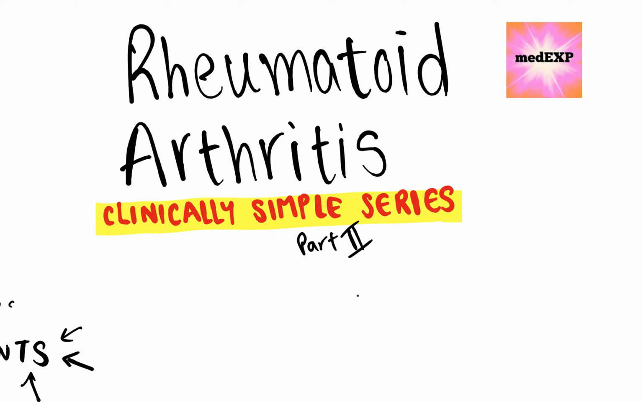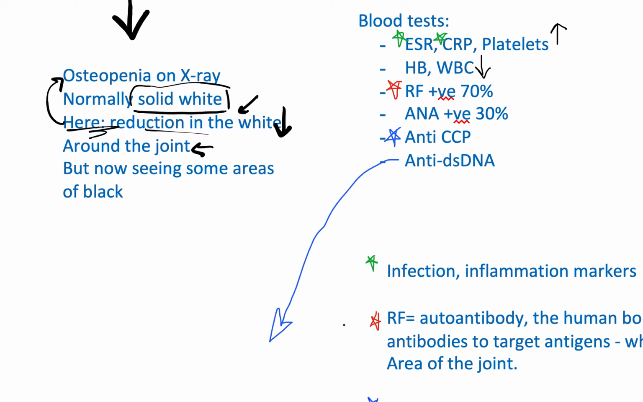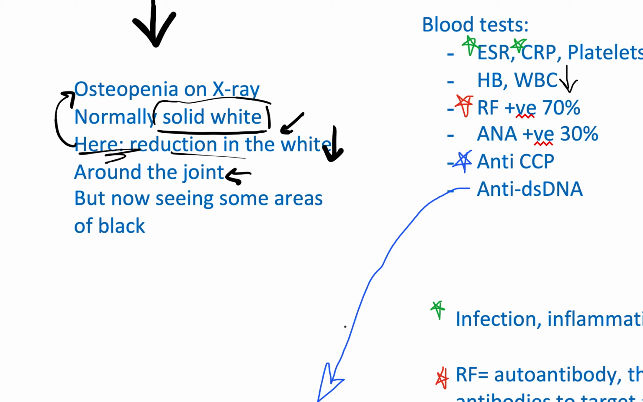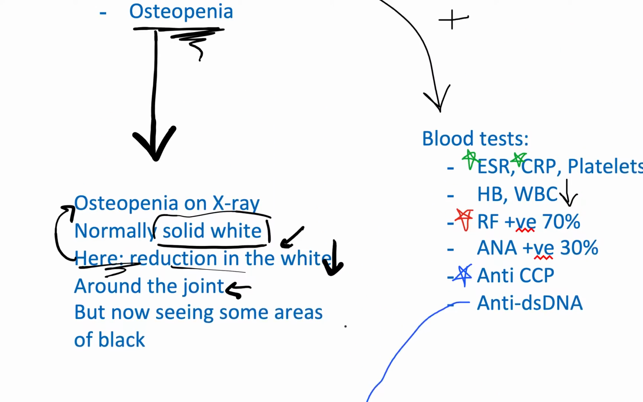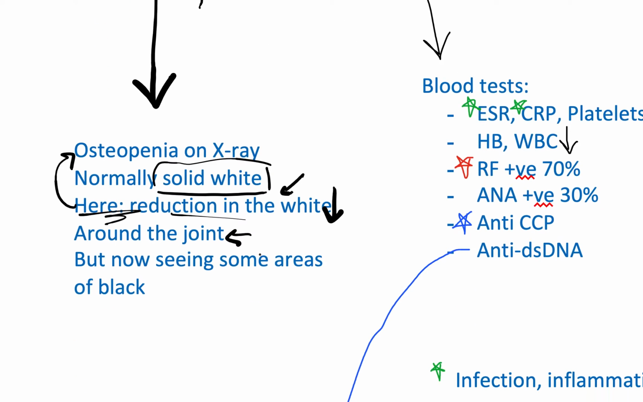And we were discussing how on X-ray we are supposed to identify the osteopenia. So make sure to watch part 1 if you missed that. And we will simplify all of the X-ray findings, everything to do with rheumatoid arthritis.